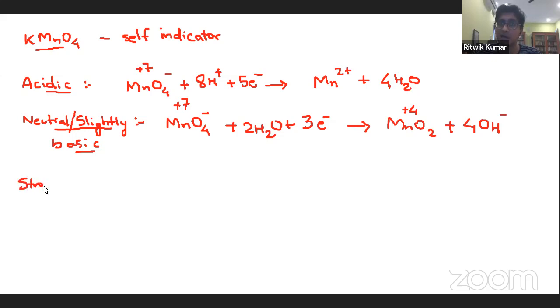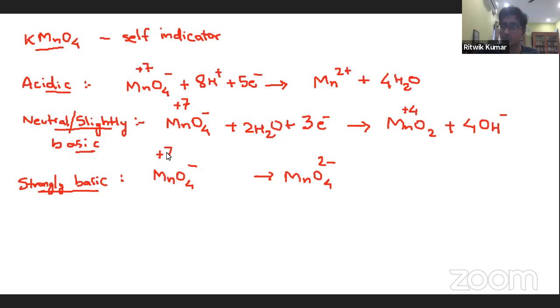Now let's look at strongly alkaline medium, strongly basic. In strongly basic medium, MnO4 minus acts as a weak oxidizing agent. It goes to MnO4 2 minus. So it's going from +7 to +6, a single electron change. If you want to use potassium permanganate as an oxidizing agent, it is best to use it in acidic medium. This is the best condition for potassium permanganate to act as an oxidizing agent.